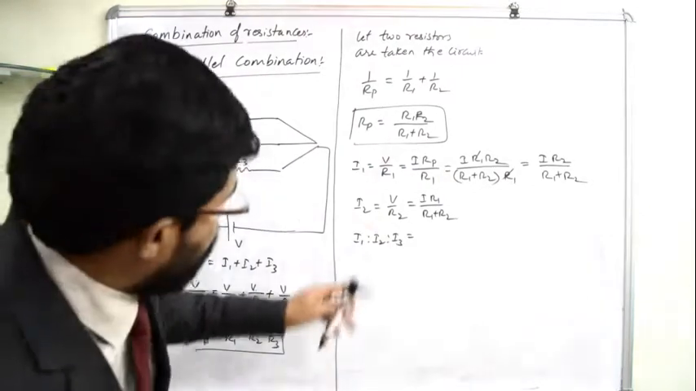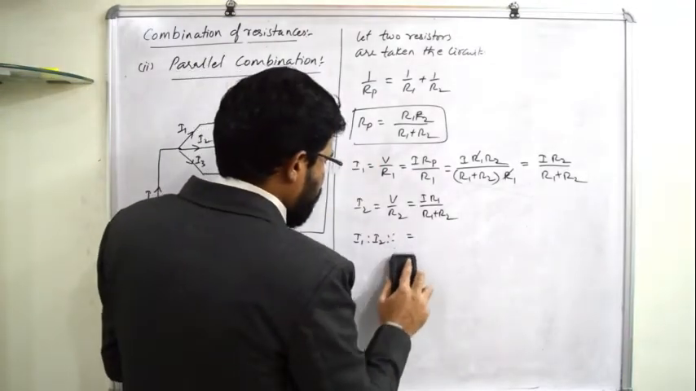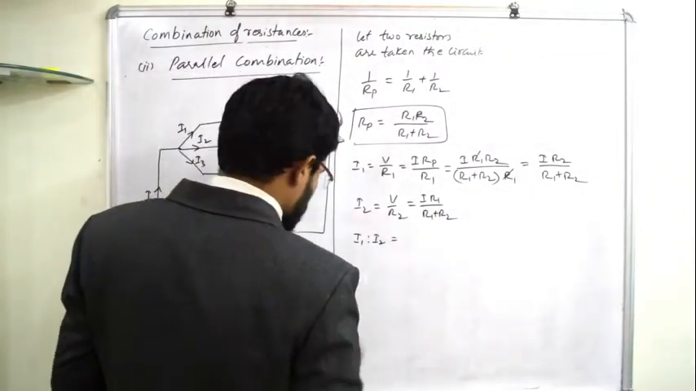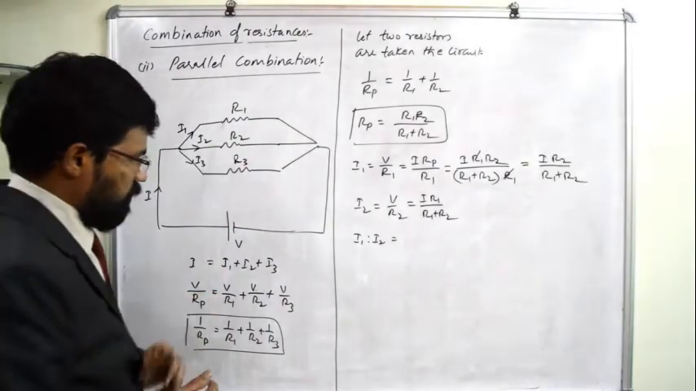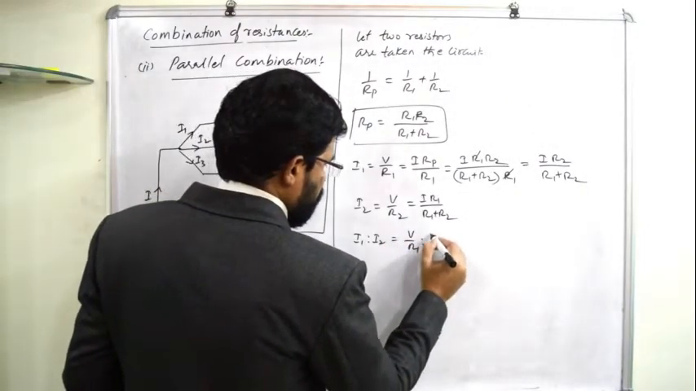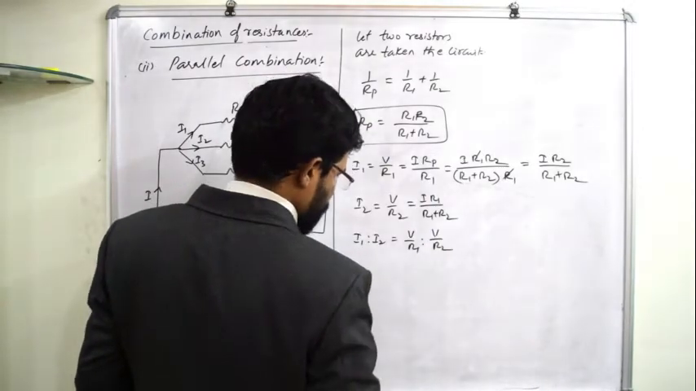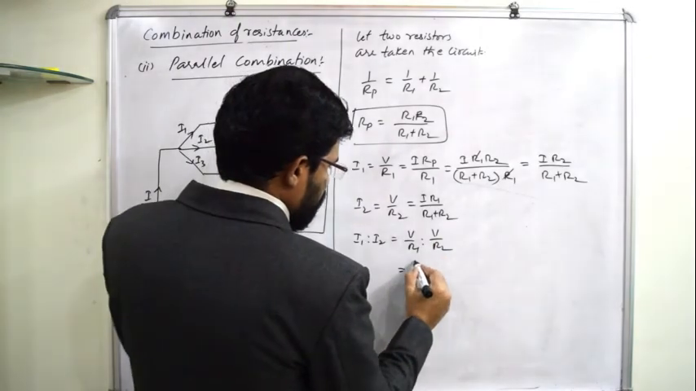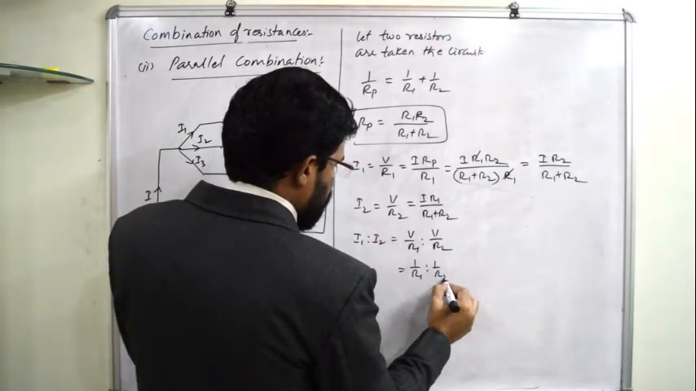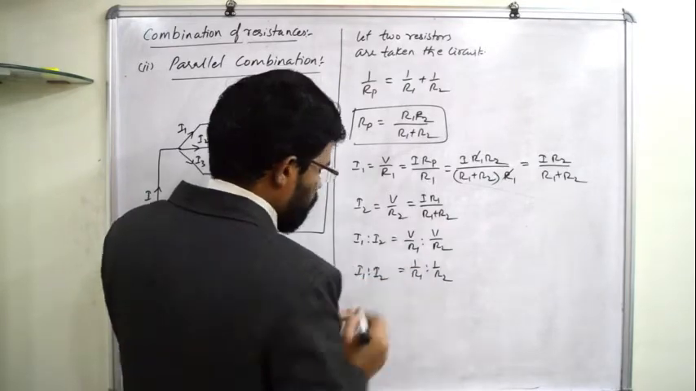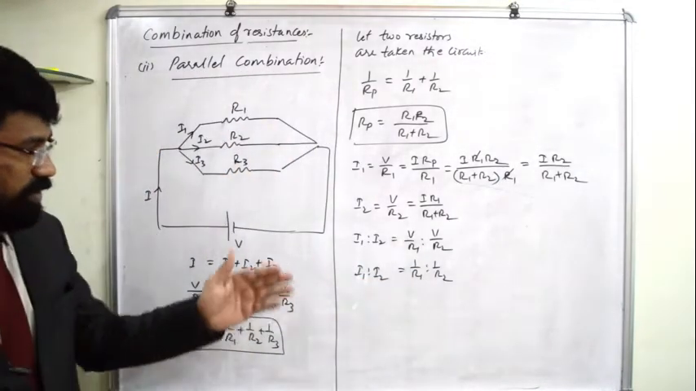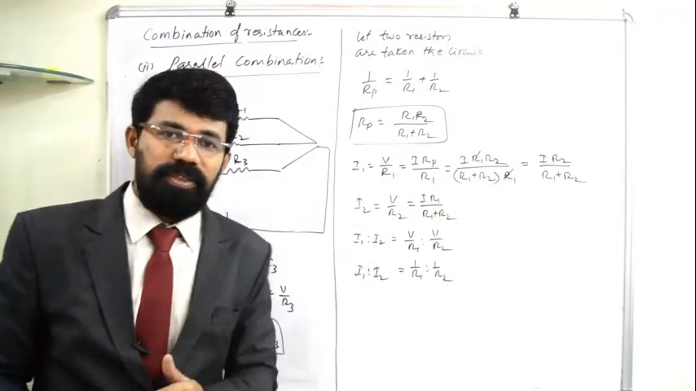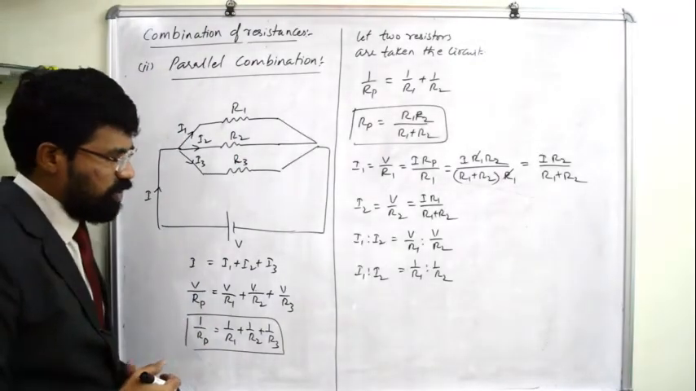Or simply, since we have already picked up the example of a network having two resistances, I will confine my discussion to only two resistors. I1 is to I2 is equal to, I1 can be written as V by R1, right? So V by R1 is to I2, which is V by R2. Now V gets cancelled, so finally what you are left with is 1 by R1 is to 1 by R2. So I1 is to I2 is equal to 1 by R1 is to 1 by R2. If you have taken three resistances, I1 is to I2 is to I3 will be 1 by R1 is to 1 by R2 is to 1 by R3. That's how you'll be able to talk about the ratio between the currents.